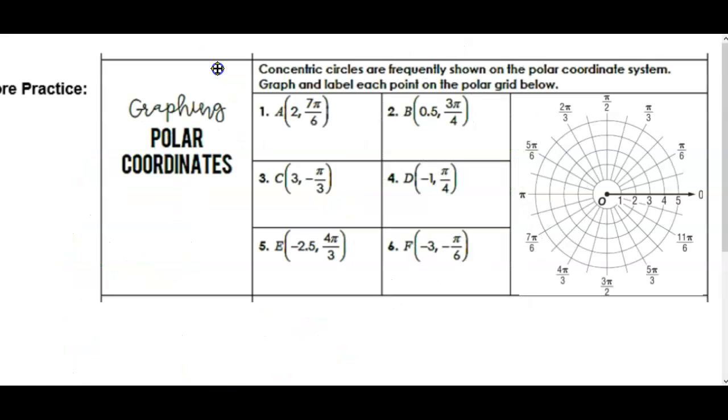All right, so this is just practice. I kind of feel like I should skip this. Maybe I'll do just a couple quick questions. They are all in radians. Like C here is negative pi over 3. Well, pi over 3 is 1, 2, 3, 4 lines this way, but I'm supposed to go negative 1, 2, 3, 4 lines this way. So this would be negative pi over 3. And then I'm supposed to go out 3. So 1, 2, 3. And that's C.